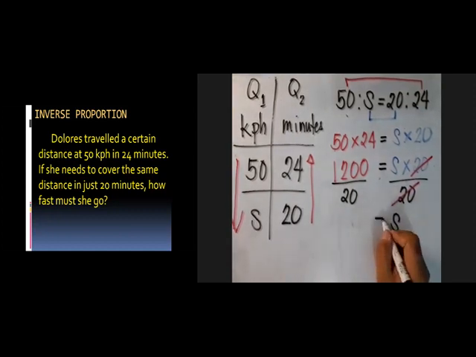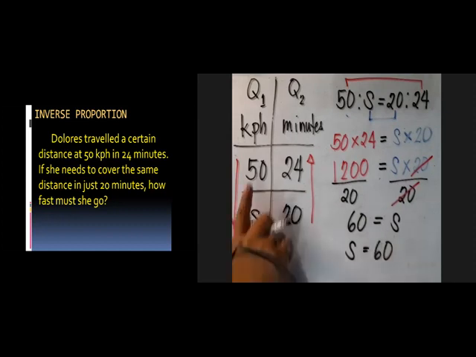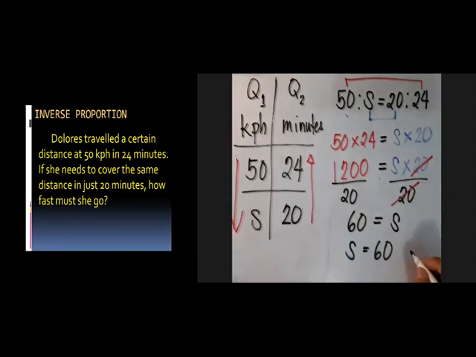And S is equal to what? 1,200 divided by 20 is 60. Okay? Or S is equal to 60. 60 what? What should be the proper label for 60? Balikan natin. Yung S natin, S is under kph column. So we have kilometers per hour.